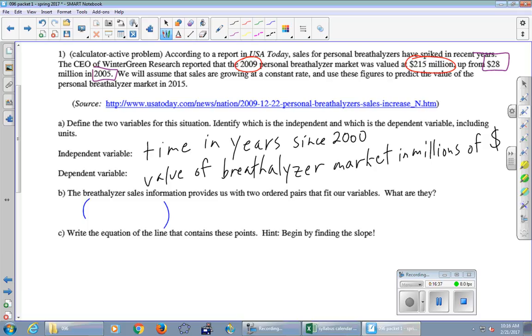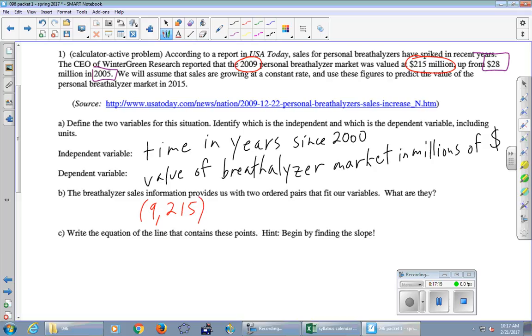What's the time? So I could put 2009, but according to my definition, we're going time since the year 2000. So how long has it been since 2000 to get to this red point? It has been 9 years, comma. And then the y coordinate is the dependent, which is the value in millions of dollars. What is it for that red point? 215. And you don't need to put 6 zeros after that number because we chose to define things in millions. So we got a nice friendly point because we made some good choices here. 9 and 215.